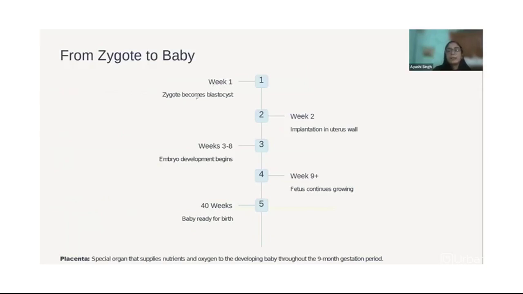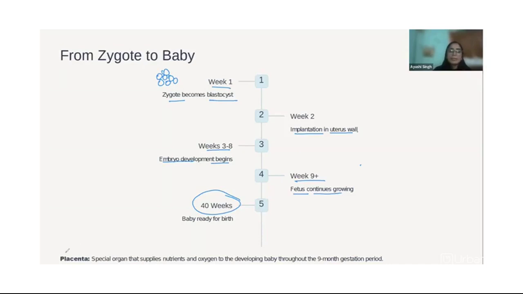So in the first week, the zygote becomes a blastocyst, having a lesser number of cells. Then it reaches and is implanted inside the uterus wall. Then around week 3 to 8, embryo development begins. So it will start developing little organs, and then it gradually increases in size. And from week 9 onward, the fetus continues to grow. So you will be able to differentiate between head and legs and everything. And lastly, around week 40, the baby is ready to be given birth.